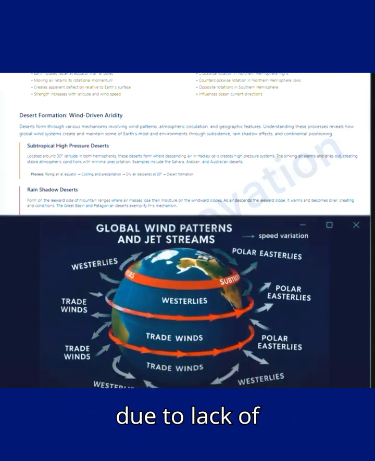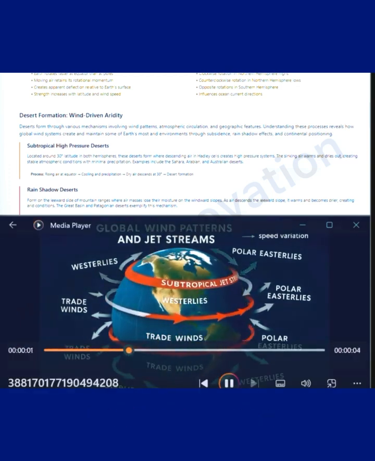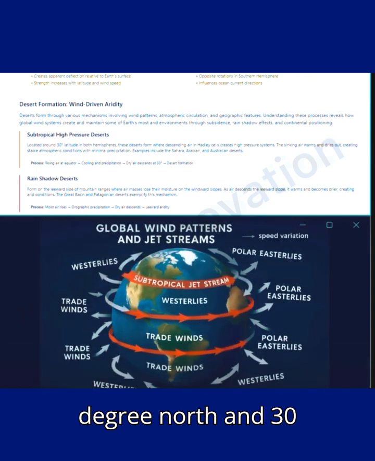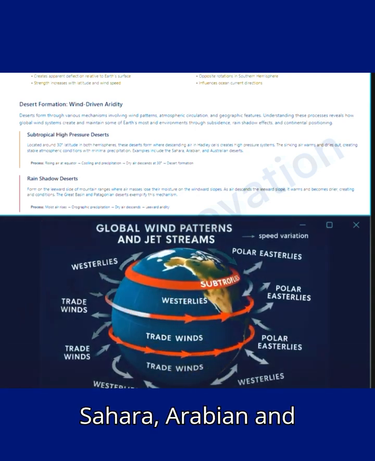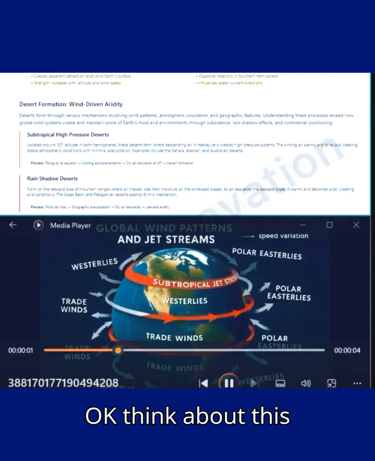Desert formation, wind driven aridity. Deserts form due to lack of precipitation. These are often influenced by wind patterns. Tropical high pressure deserts are located near 30 degrees north and 30 degrees south. The Sahara, Arabian and Australian deserts.